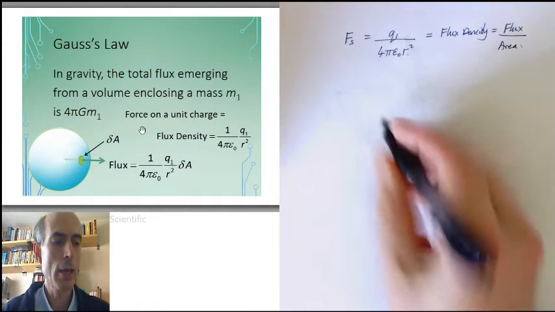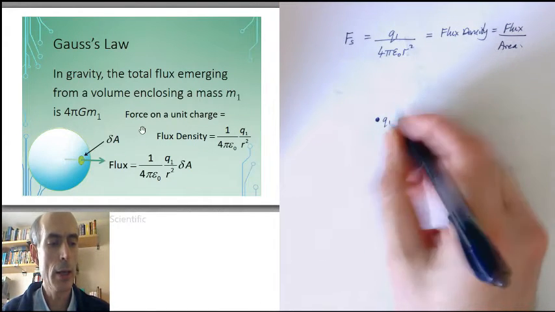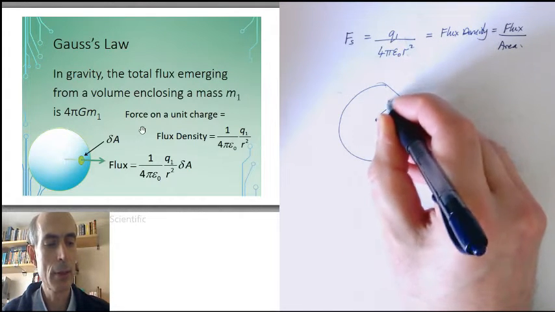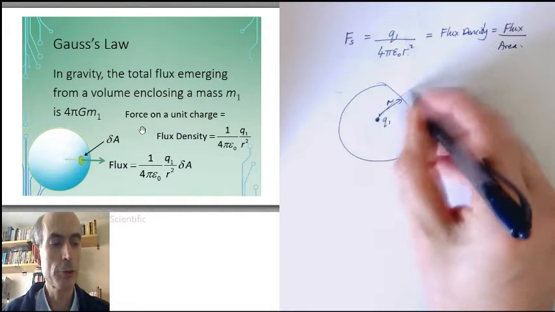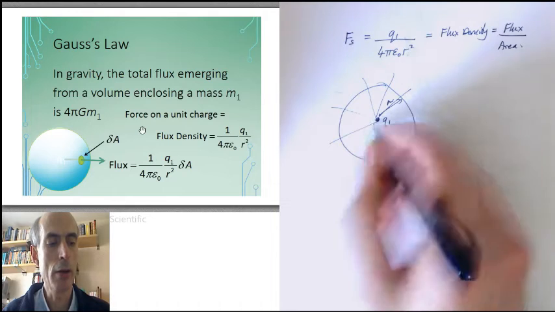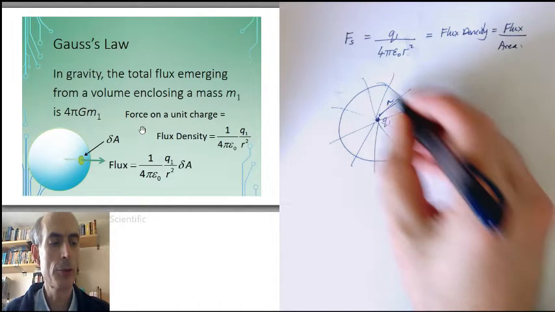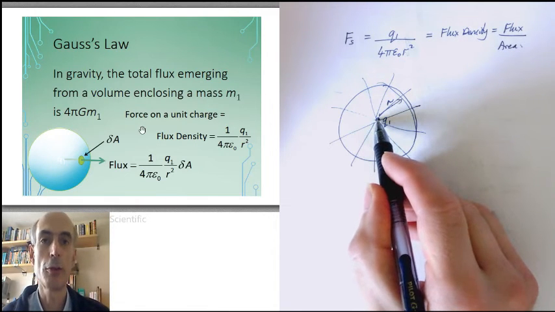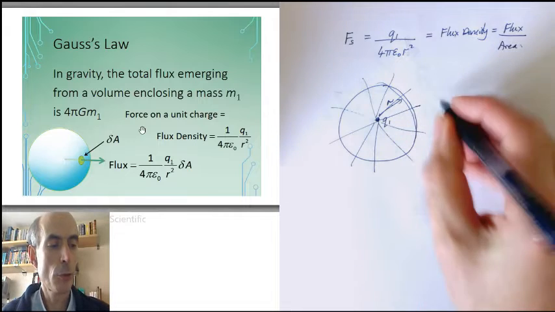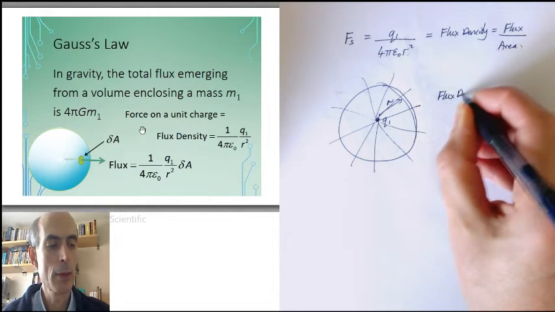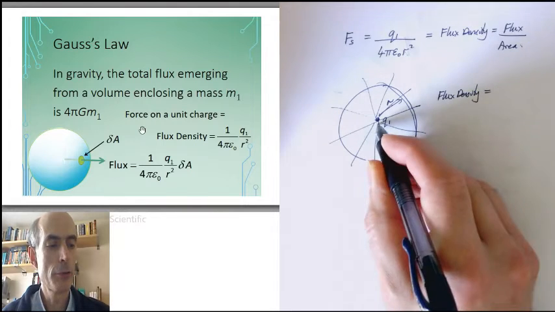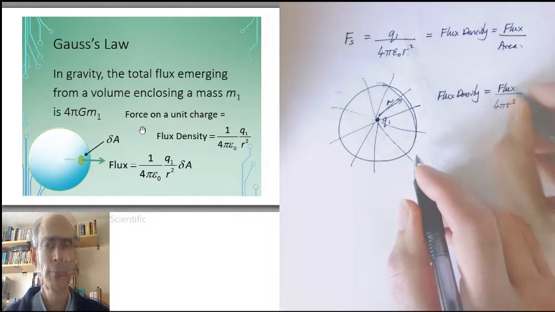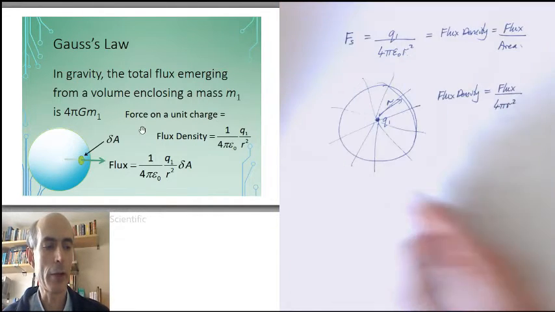So consider a charge Q1 at the center of a sphere of radius r. Now, by symmetry, the flux density must be the same everywhere on the surface of the sphere, because everywhere on the surface of the sphere is the same distance r away from the charge Q1. So the flux density is the total flux divided by the surface area of this sphere. But that must be equal to the field strength.